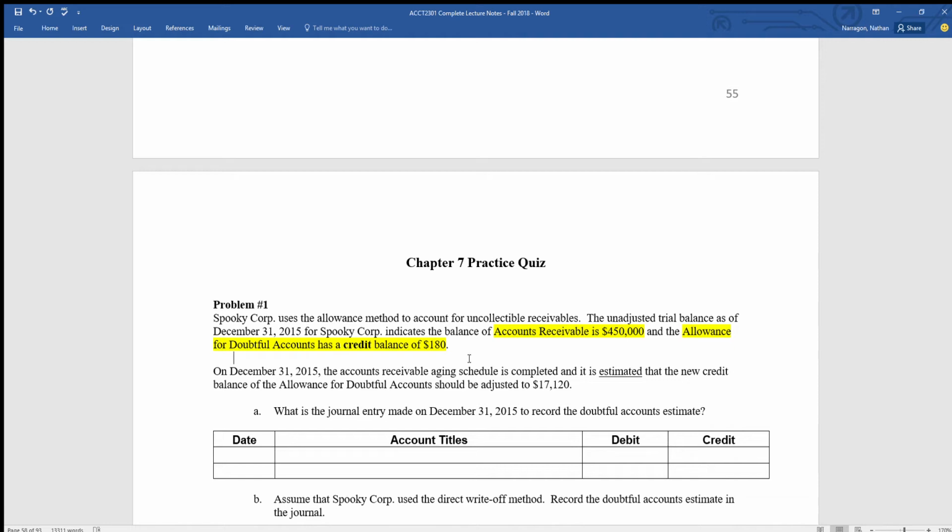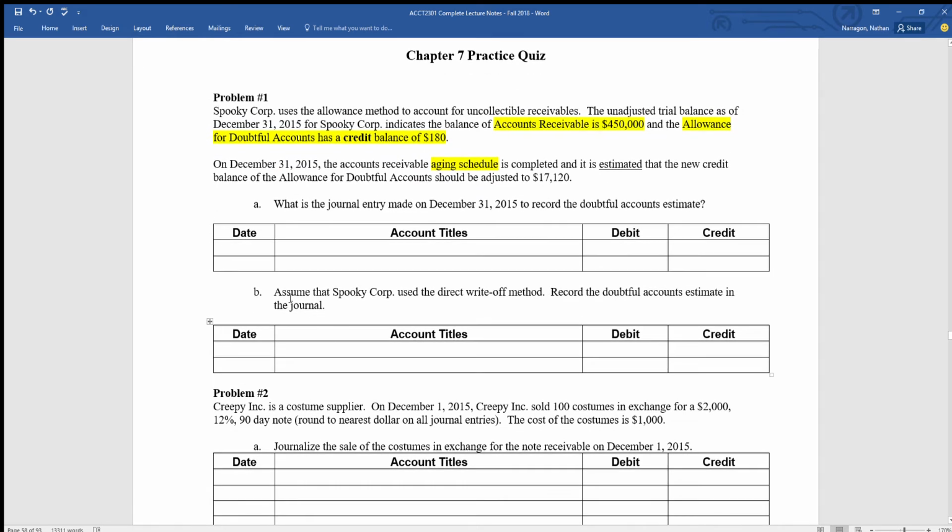On December 31st of 2015, the accounts receivable aging schedule, so if we're dealing with the aging schedule, it means we're probably dealing with an adjustment entry, is completed and it is estimated that the new credit balance for allowance for doubtful accounts should be adjusted to $17,120. Okay, so with this, we need to make our journal entry. So again, we're going to have our date. Our date's going to be December 31st. And again, we're setting it up. So bad debt expense gets to be $16,940. Allowance for doubtful accounts is also $16,940.